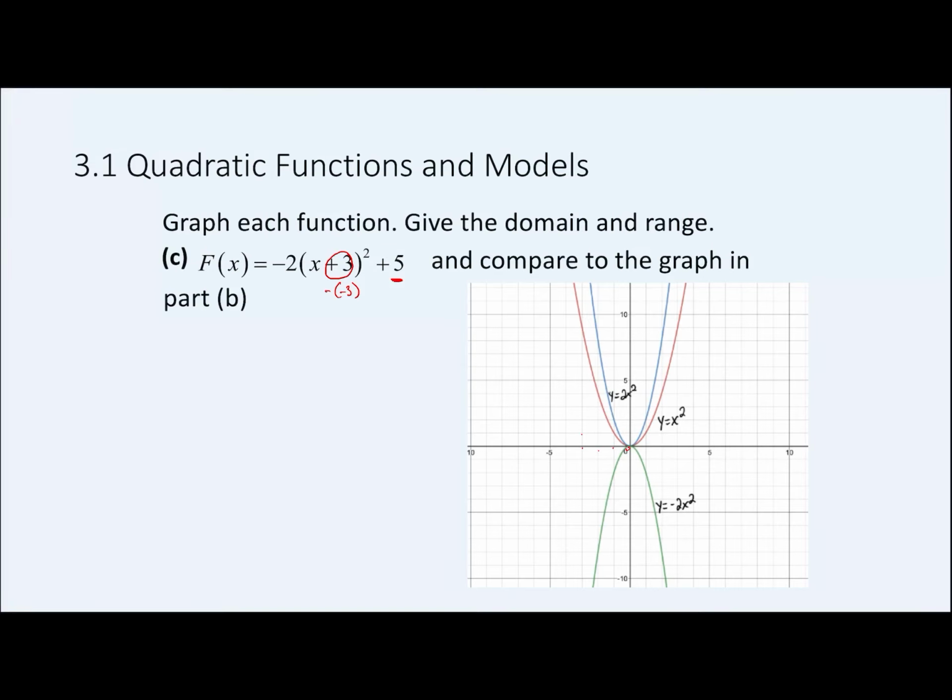This +3, remember, is the same thing as minus a -3. That -3 part says we're going to move left 3 units. So if the vertex starts at the origin and then is shifted left 3 units and up 5 units, the vertex should be right there.